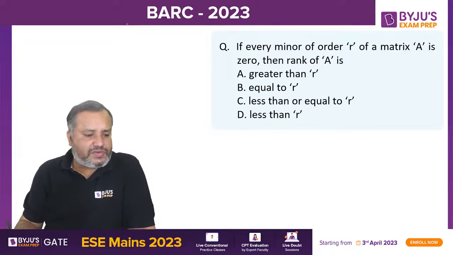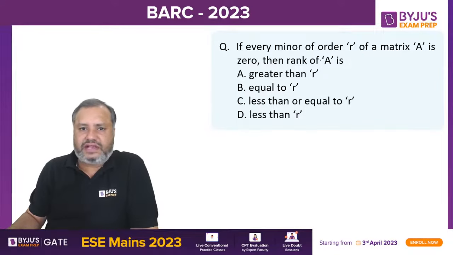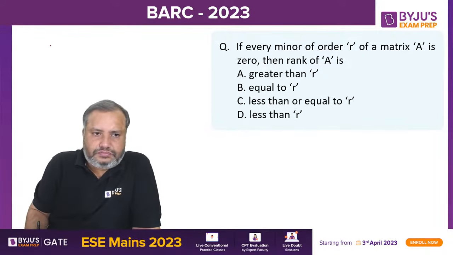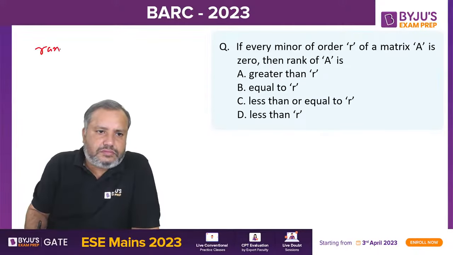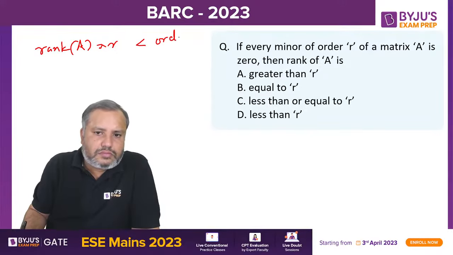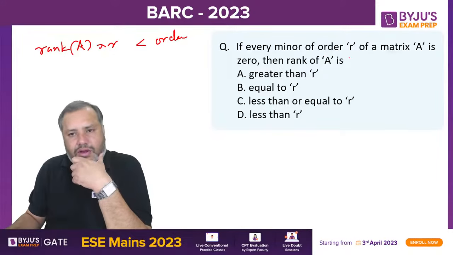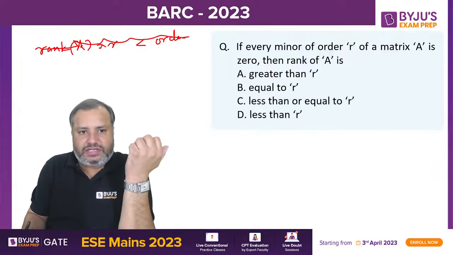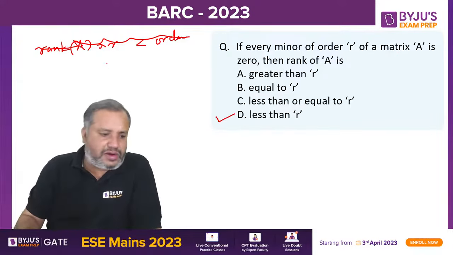Come on, answer this question. Everyone should answer. If every minor of order R of a matrix A is 0, then what is the rank of A? Every minor of order R, the order is given as R. So rank of A will be less than R, less than the order R.